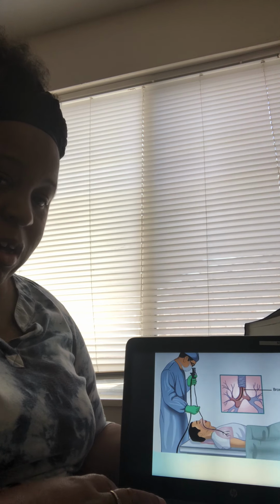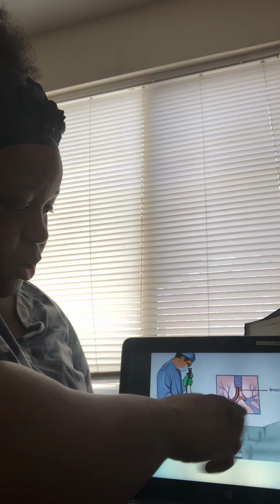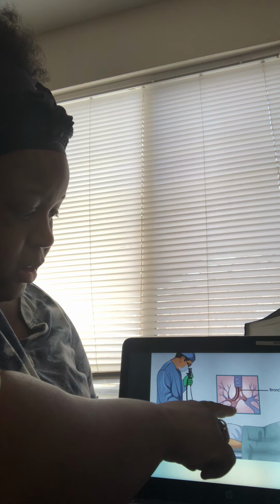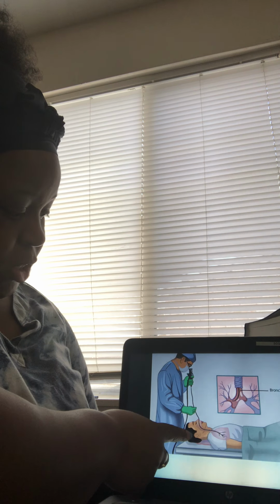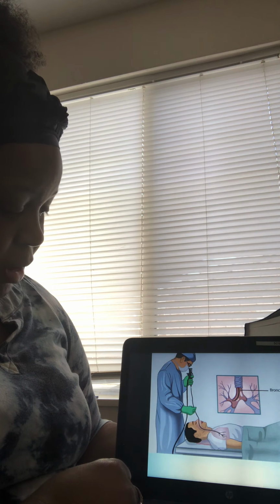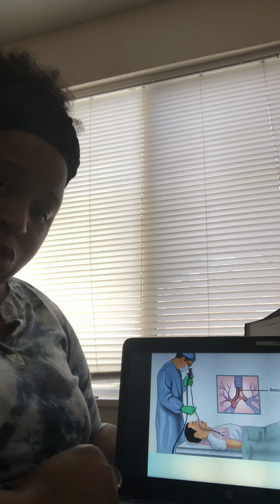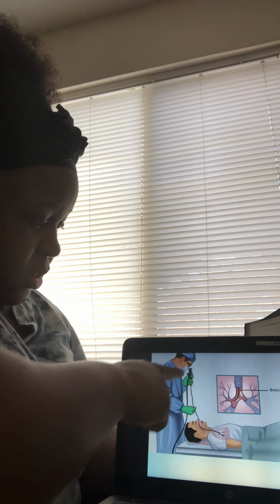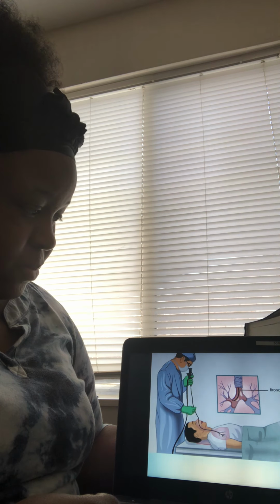And here's an image of a bronchoscopy being performed. There's the bronchoscope going down the trachea, down into the bronchi, and it's the patient laying in a supine position, and the doctor getting good visualization with the scope and viewing what's going on down there.